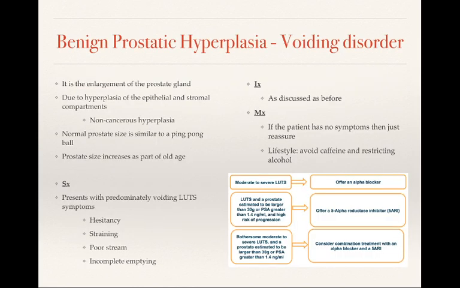So now, let's talk about benign prostatic hyperplasia. Benign prostatic hyperplasia is a voiding disorder. It is the enlargement of the prostate gland due to the hyperplasia of epithelial and stromal compartments. It is non-cancerous. Normally, a prostate size is similar to a ping pong ball. And as I mentioned before, the prostate size increases as part of old age. However, in BPH, the prostate growth is much greater than expected.